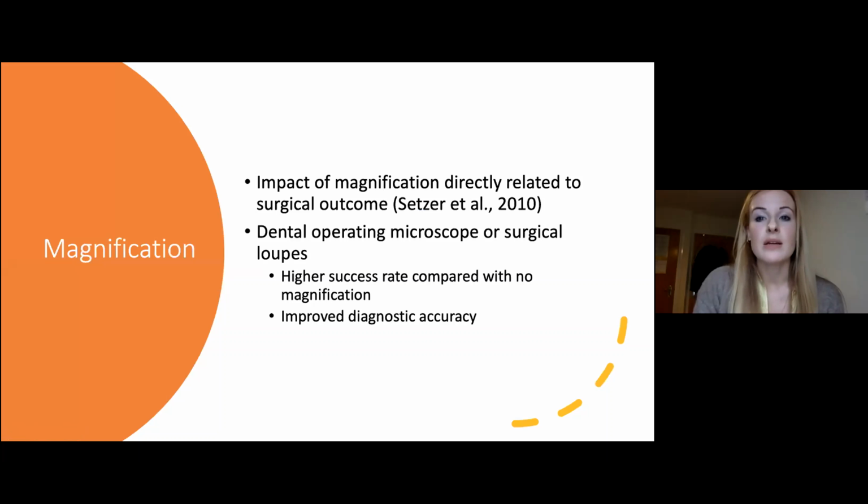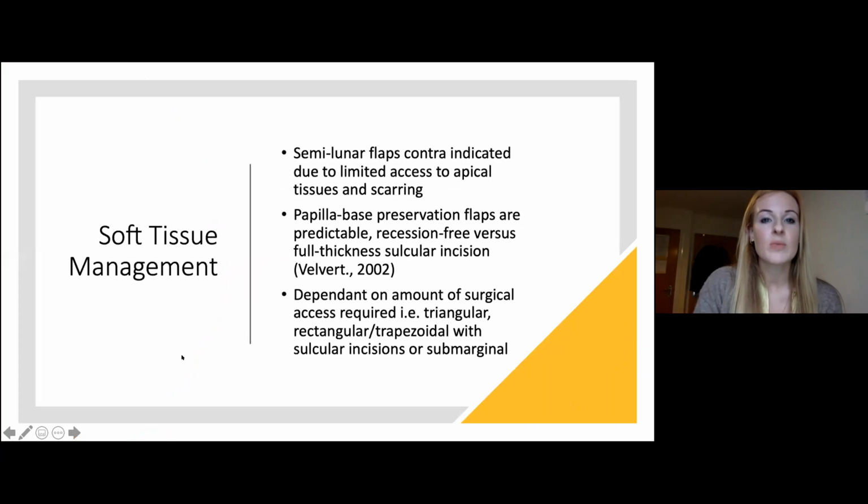A series of papers by Setzer et al. 2010 indicated the significant improvement in the success rates using microscopic magnification, and in some studies, simply surgical loops with a high magnification helped to improve diagnostic accuracy. In soft tissue management, use of semilunar flaps was mainly contraindicated due to the scarring, where papilla base preservation flaps were more strongly indicated. Obviously, this does depend on the amount of surgical access required.